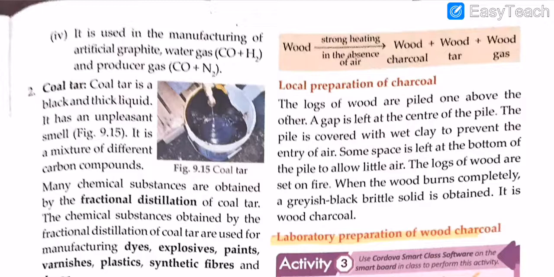Okay, let's do this. First one, what was it? It is an essential raw material for the iron and steel industry, right? And it is used to heat the furnace. Perfect. One down, three to go. Second one, what can be the second one?